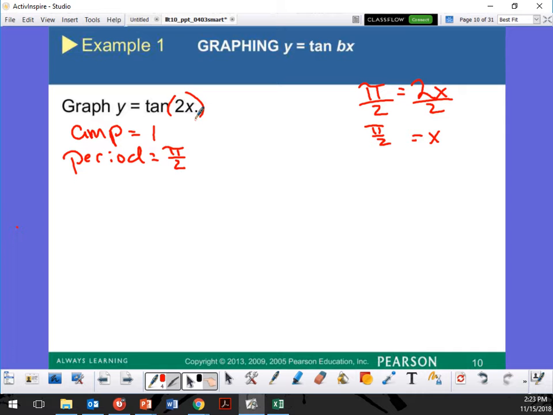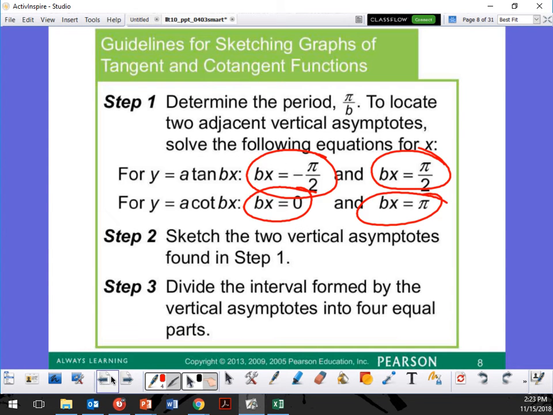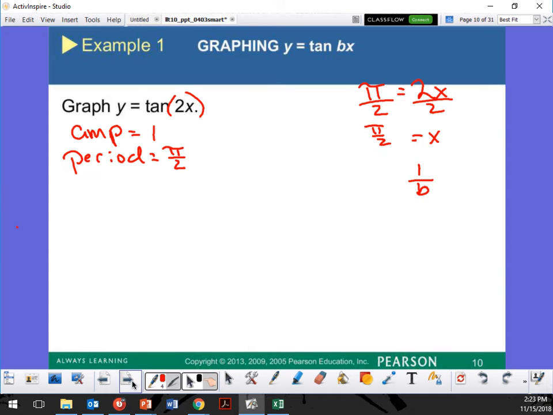Okay, so I'm going to have to do this. 1 over b is going to be... All right, no, back it up. Here it is. Bx equals negative pi over 2. Okay, so B is equal to 2, right? So it goes 2x equals negative pi over 2. And these are my asymptotes.